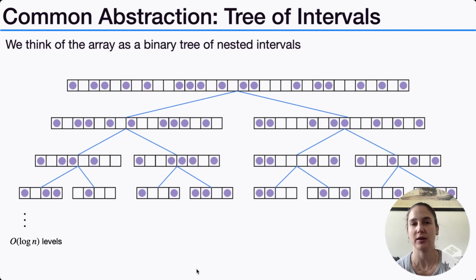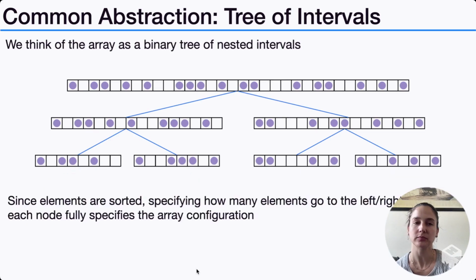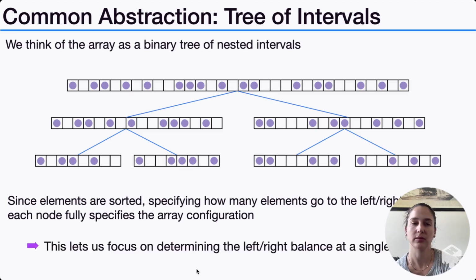We think about the array and all the elements as existing simultaneously on all these levels of the tree. And this is useful because we know the elements are sorted, so at each node, if we specify how many elements go into the left child and how many elements go into the right child, and then we do this recursively all the way down, we've fully specified the array configuration. So this means that we can focus on just determining the left-right balance at a single node of the tree, and this is useful both in how we stipulate our algorithms and how we analyze them.